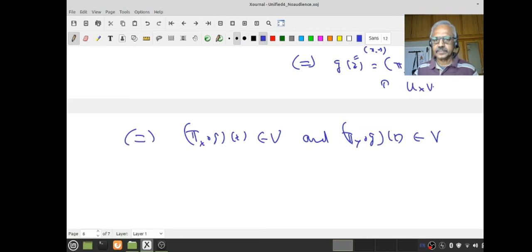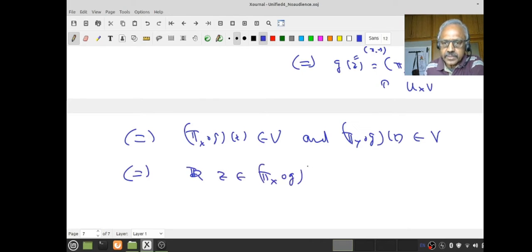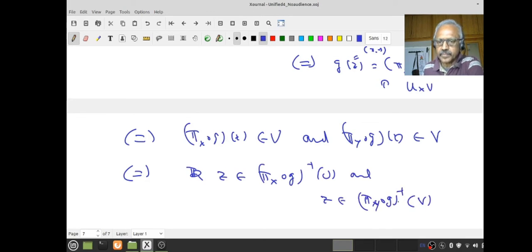Yeah, but what is the meaning? Remember that this is a map, its value at z belongs to u. This is the same as saying z belongs to pi x composite g inverse of u and z belongs to pi y composite g inverse of v. Again, this is why I am using the way inverse images are defined.